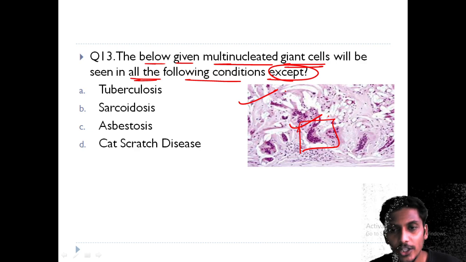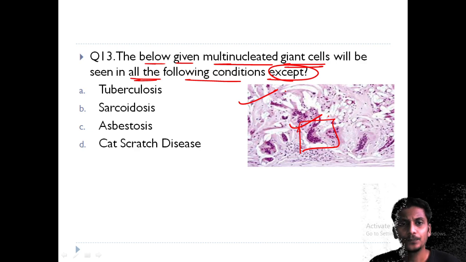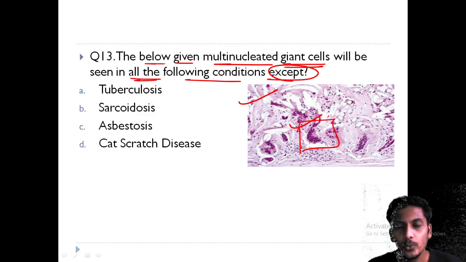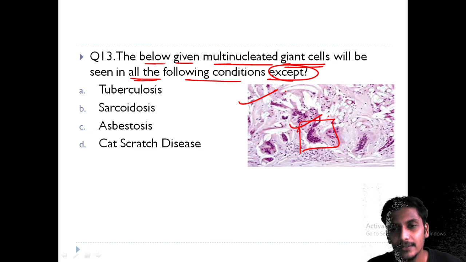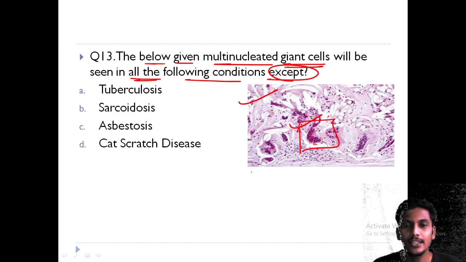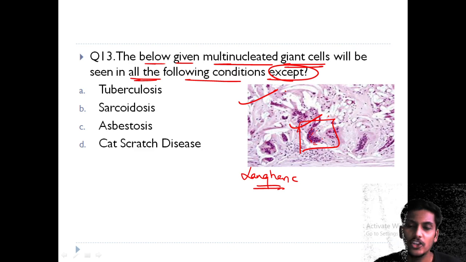So in this picture, we usually can see a giant cell which has a peripheral arrangement of the nucleus, right? It is usually a Langhans giant cell, right?